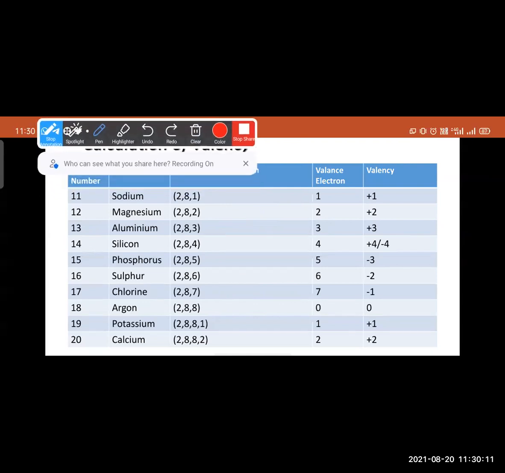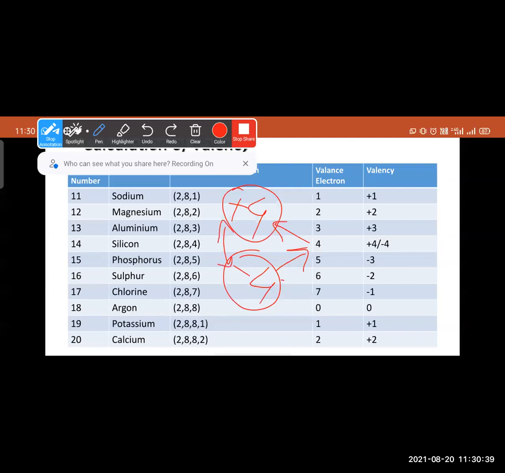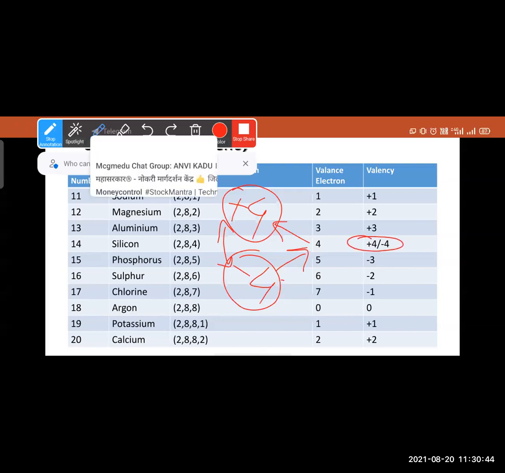Now, in case of silicon, atomic number 14, electronic configuration 2, 8, 4. Valence electrons are 4. Therefore, valency will be ±4 because it can donate 4 electrons or it can accept 4 electrons. So both will be their losses. So it will choose to share electrons.